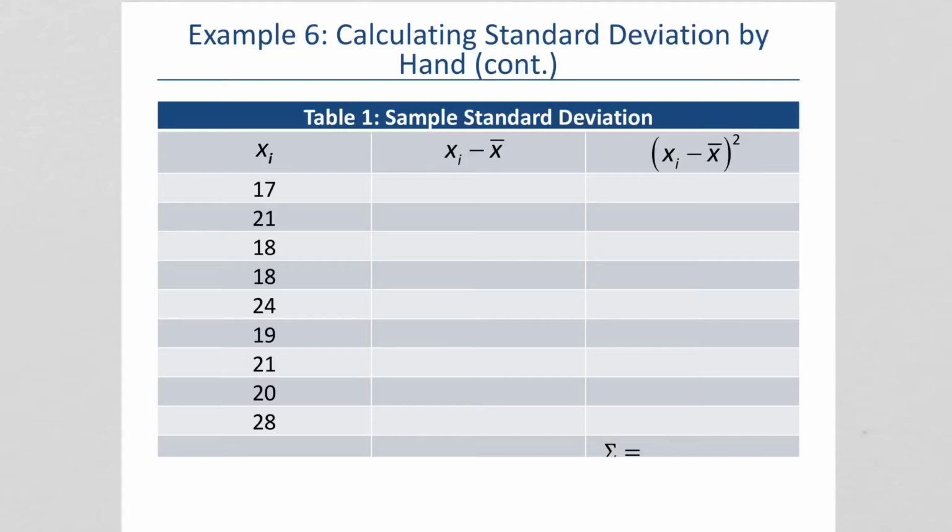So what we do is we take each data value and we subtract the mean, which was 20.67. And when we do that, we get a number for each one. This first one is negative 3.67. The second one, when we subtract, we get 0.33. And we go through and we do this for the entire data set.